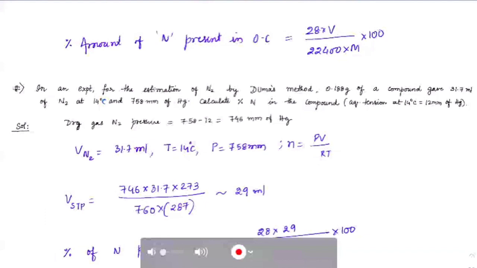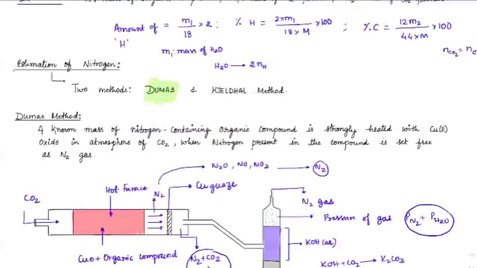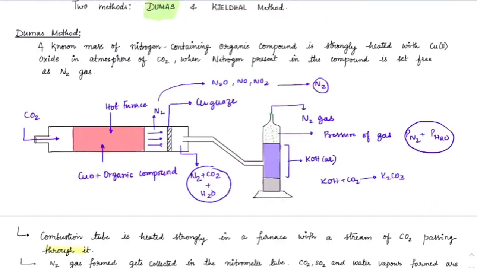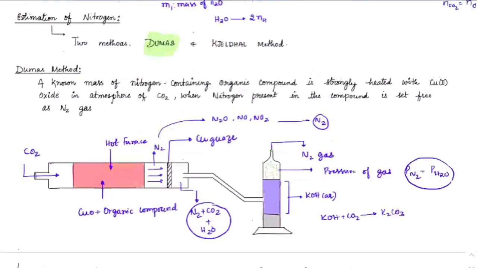Yesterday we discussed one of the methods for estimation of nitrogen, and that method's name is the Dumas method. The Dumas method is a way to identify the amount of nitrogen present in an organic compound. We add cuprous oxide and heat it with the organic compound in an excess carbon dioxide atmosphere.